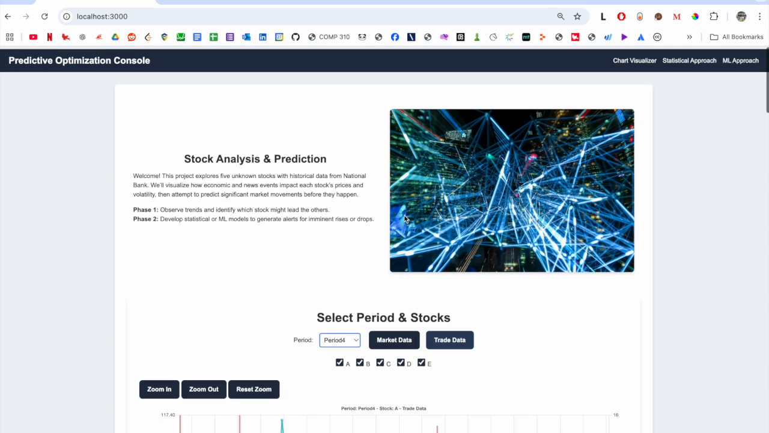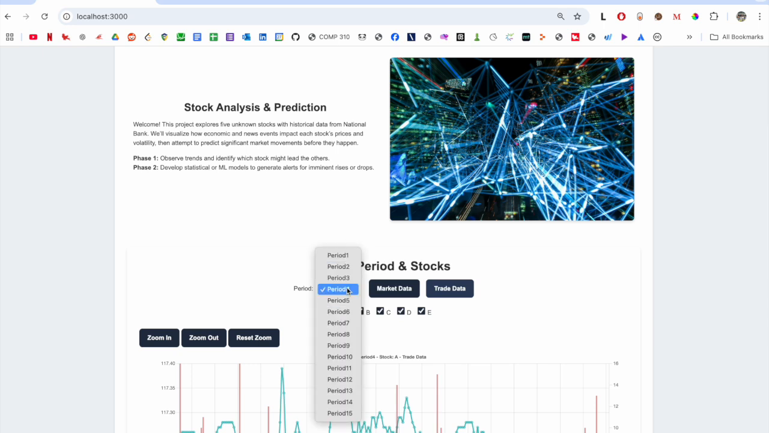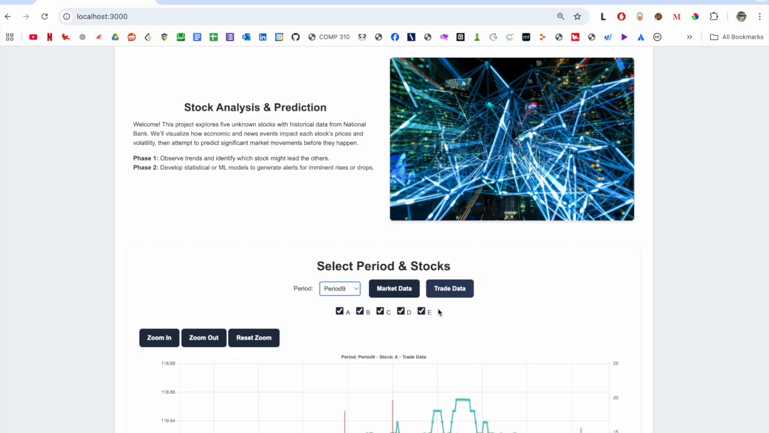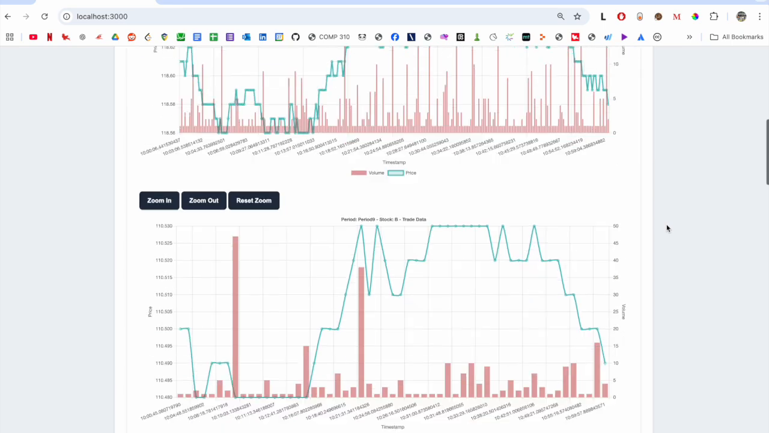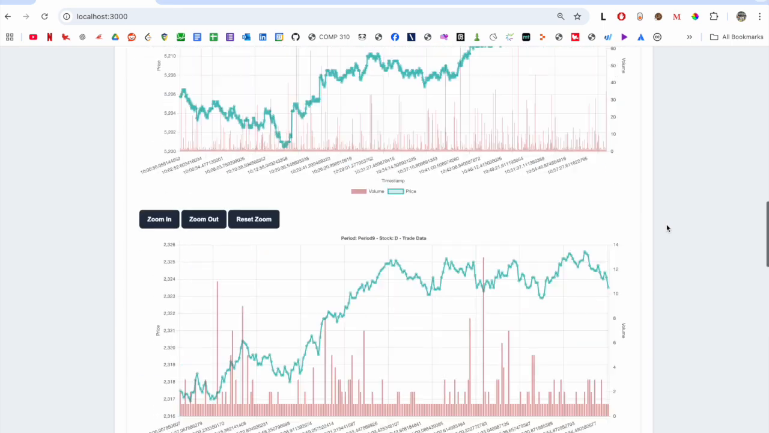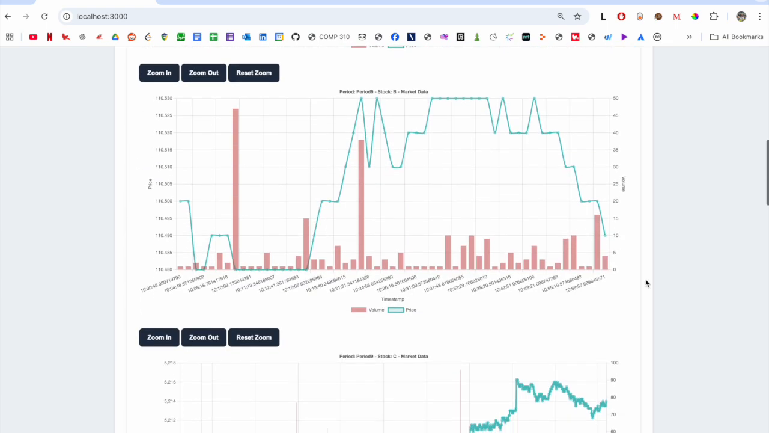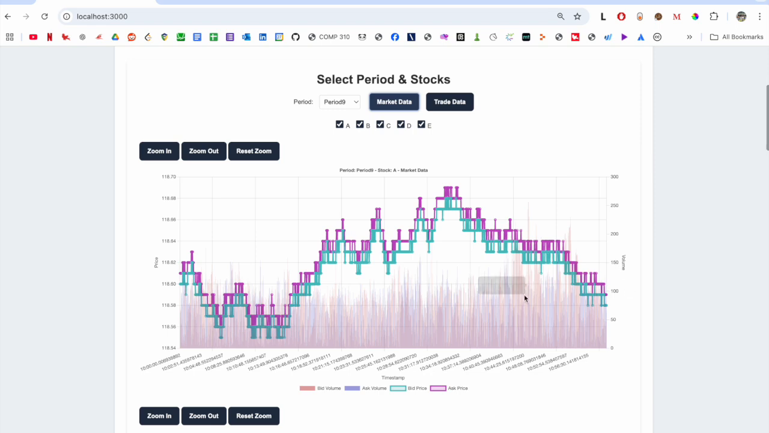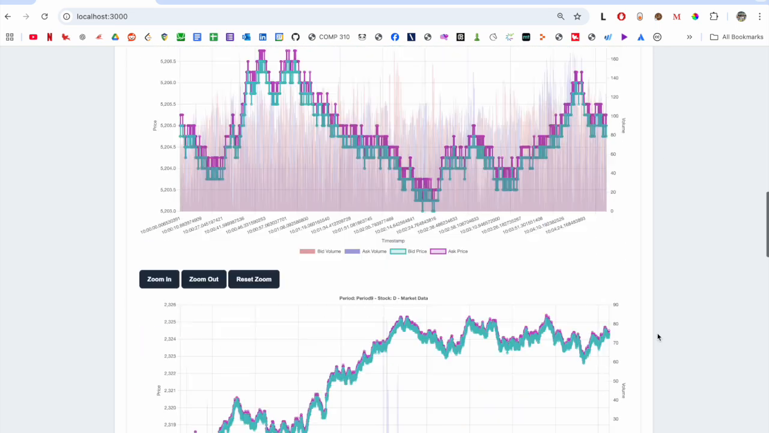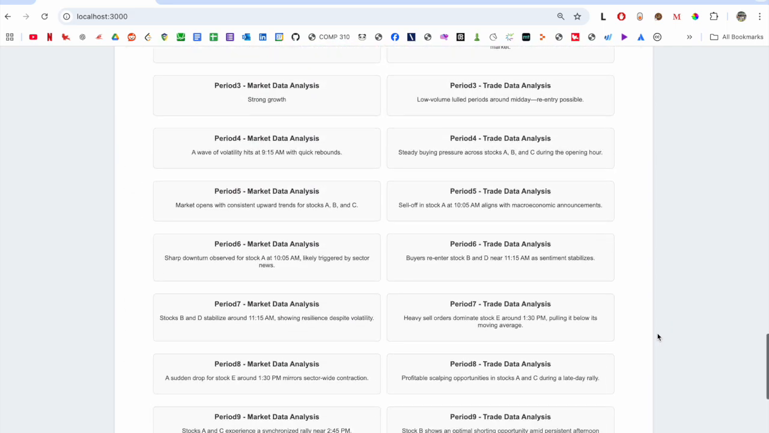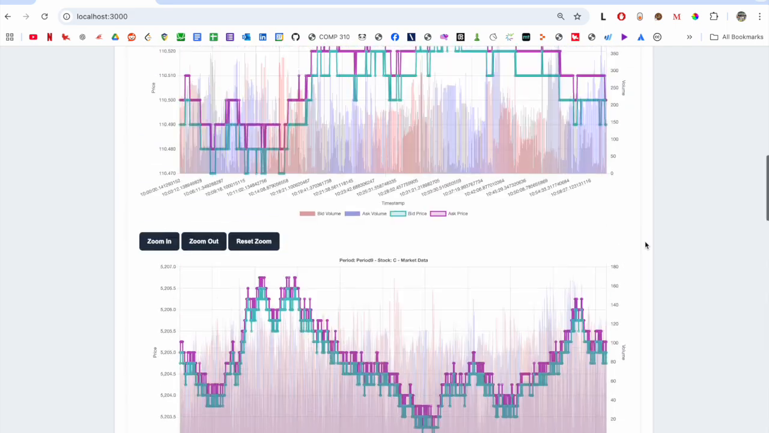So as you can see here, I used React to make the project and made the app very interactive and easy to use. Users can come here, select different periods to look at, and for example here, we can look at the trade data for all five of the unknown stocks. Now users can also compare to market data and look at the differences here. Once market data loads in, because of the amount of file size, it takes a bit of time. We can compare right here. Down below, we have our analysis for all 31 periods and overall conclusion of our findings.